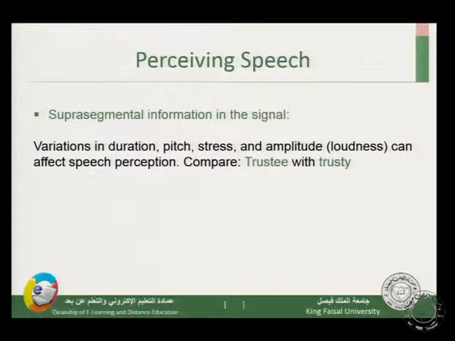As you are speaking, when you hear someone speaking to you with a raising intonation, you immediately know that he is asking you a question. Why? Because you have used suprasegmental information in order to understand the signal. Another example is trustee and trustee. When you listen to someone saying trustee and trustee, you start to realize that these are two different words, not just one word. Why? Because trustee is a different word when we compare it to trustee.